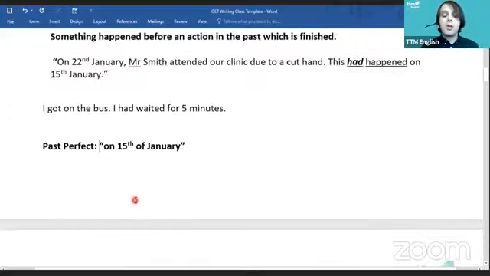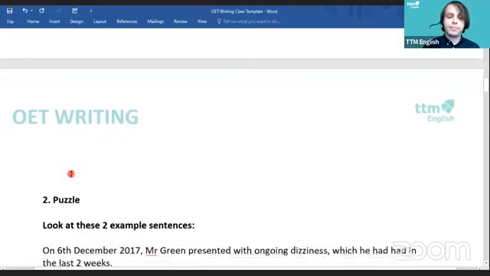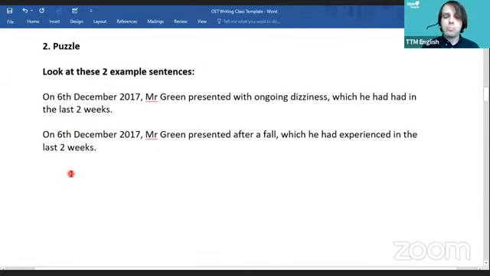But let me show you these two sentences and let me ask you this puzzle. What's the difference between these two sentences here? On the 6th of December 2017, Mr. Green presented with ongoing dizziness, which he had had in the last 2 weeks. On the 6th of December, Mr. Green presented after a fall, which he had experienced in the last 2 weeks. First one is still going on.